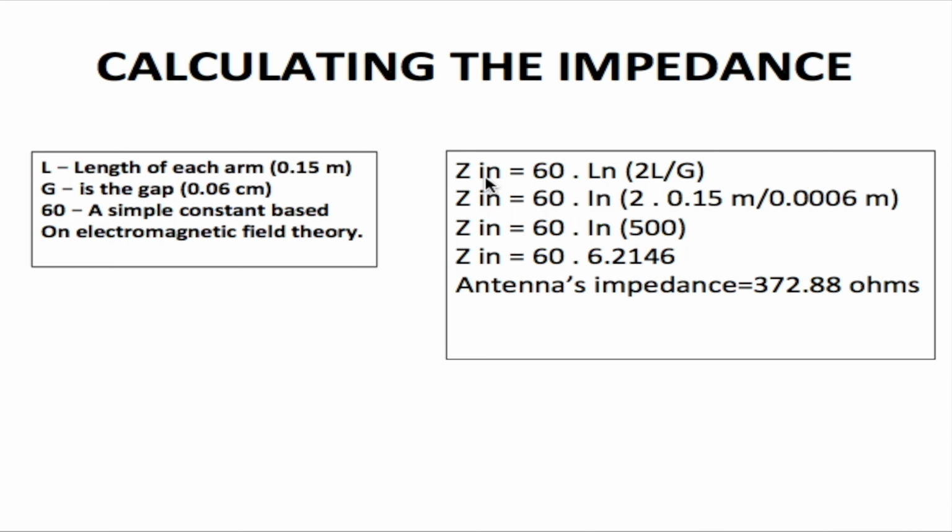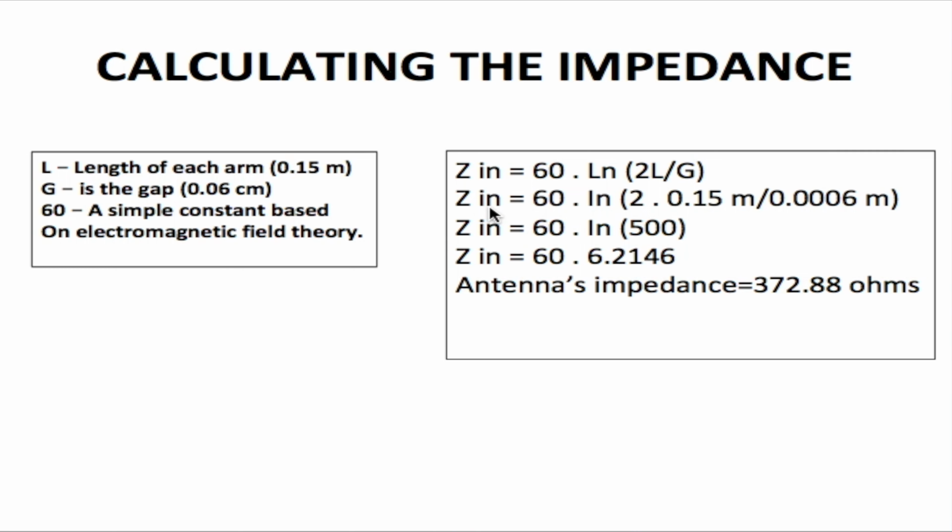Okay, so over here, Zn means impedance in. This is the impedance of your antenna, which is equal to 60 times Ln. Ln is a trigonometric function that we're going to be using. I'll talk to you about that in a second. And this is times 2L. L stands for the length, which is this length here, 0.15 meters. This is the length of your element. So we have 2 times L divided by G. G is the gap. That gap between the two elements, 0.06 centimeters.